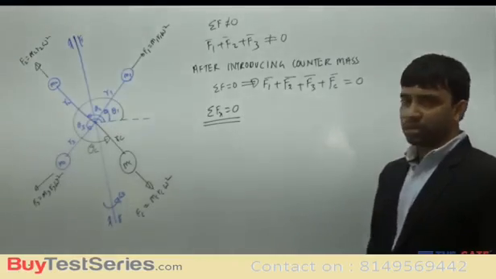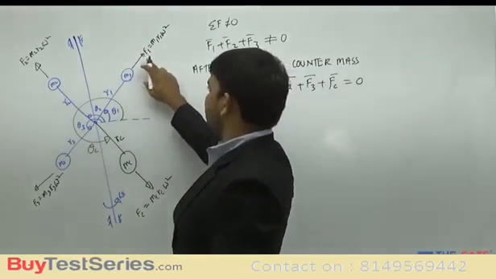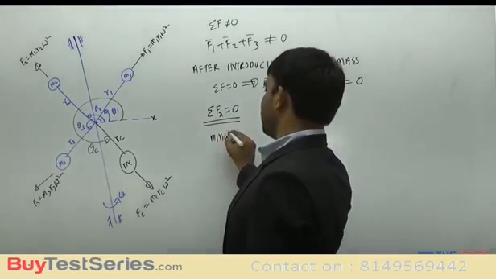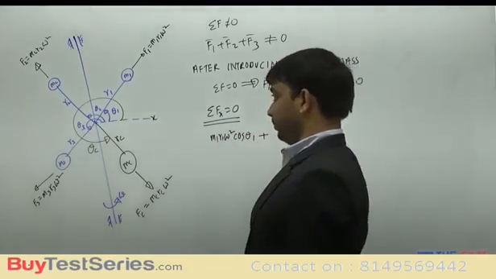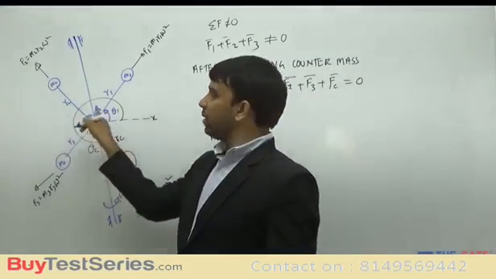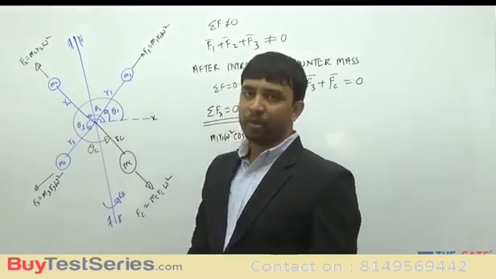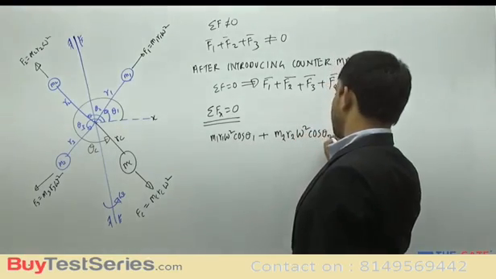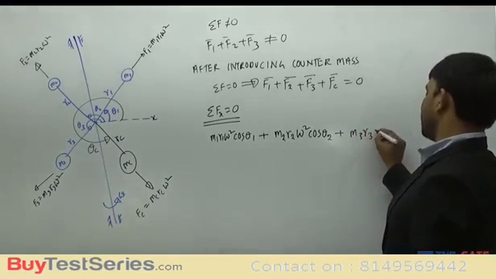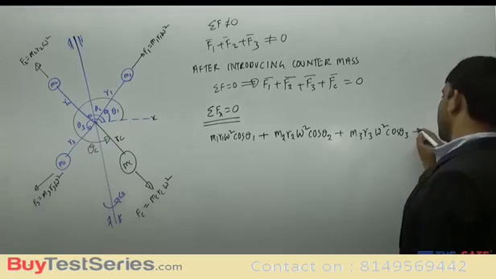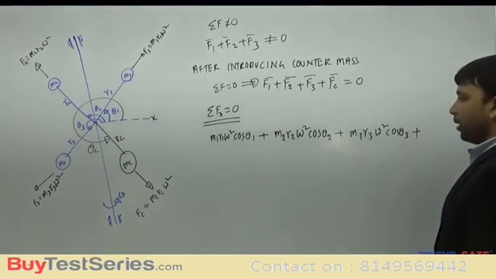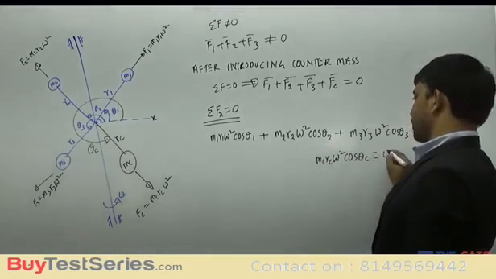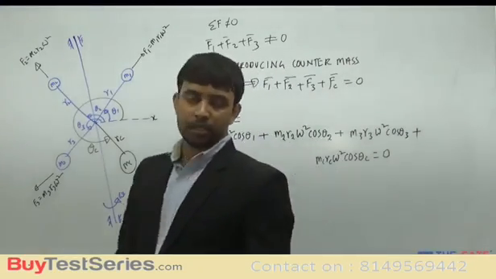First I am taking the components of forces along x direction. This force is F1, making an angle θ1 with respect to x axis. Its component along x direction is m1 r1 omega square cos θ1, plus mass 2 making an angle θ2 with x axis, whose component along x direction is m2 r2 omega square cos θ2. And mass 3 making an angle θ3 has m3 r3 omega square cos θ3 as its component. And this force mc making an angle θc gives mc rc omega square cos θc, and the sum is equal to 0. So the component of force along x direction is 0.